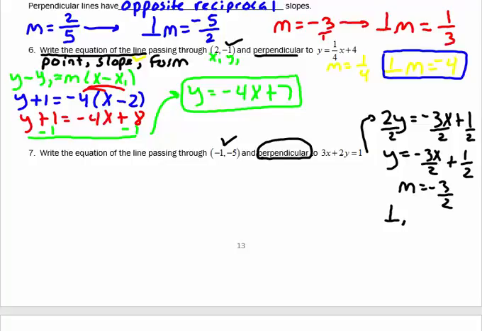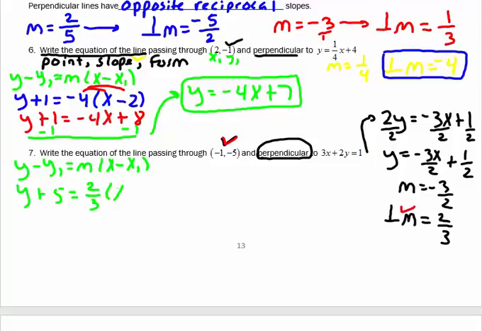So upside down t represents perpendicular. The perpendicular slope would be the flip of that and the opposite. So I take the reciprocal of 3/2, I get 2/3, and instead of being negative, my slope will be positive. So now I will use this slope, 2/3, with this point, (-1, -5). So I'll start off with this usual y minus y1 equals m in parentheses x minus x1. So I'll end up with y plus 5. My slope was 2/3, and I have x minus a -1, so x plus 1.